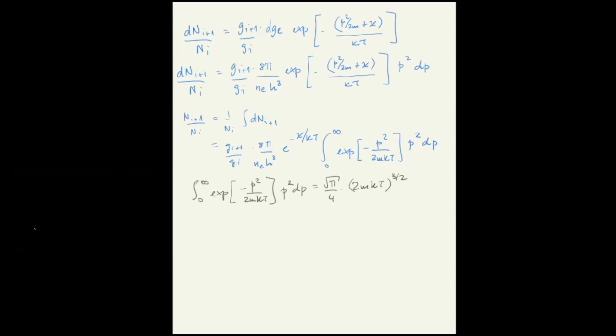So you can substitute this, and then you find Ni plus 1 over Ni is equal to Gi plus 1 over Gi times 2 over Ne h cubed, exponential minus chi over kT, times 2 pi m kT to the power 3/2. And we can express the ratio on the left-hand side in terms of number densities instead of totals, dividing both sides by the electron density, to finally find Saha's ionization equation.